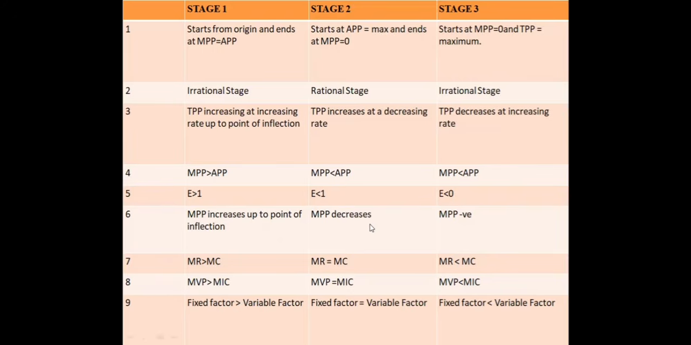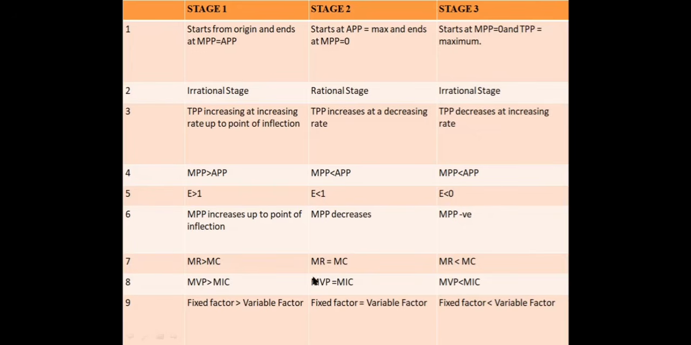So in stage 2, obviously MPP will decrease, and in stage 3, MPP will be negative. Now coming to marginal return and marginal cost. In stage 1, your marginal return is greater than marginal cost. Why? This also we will discuss.